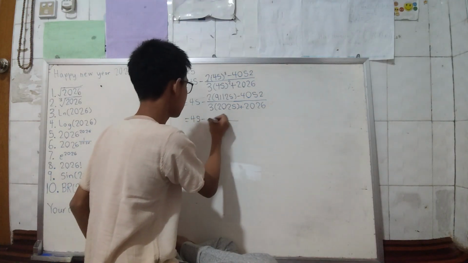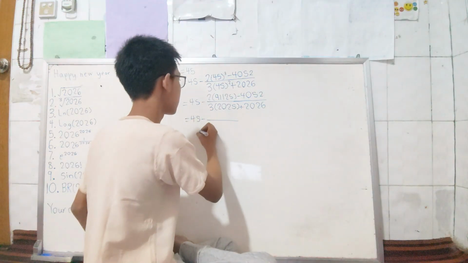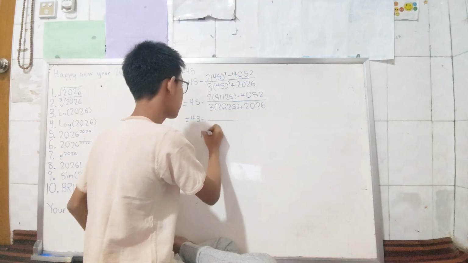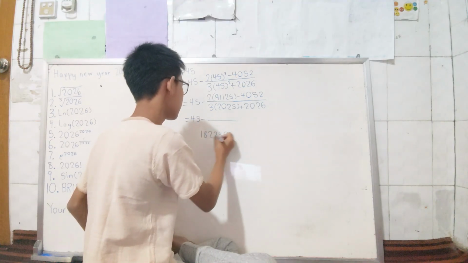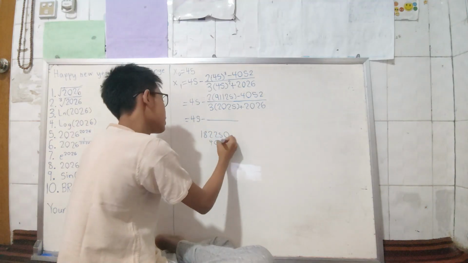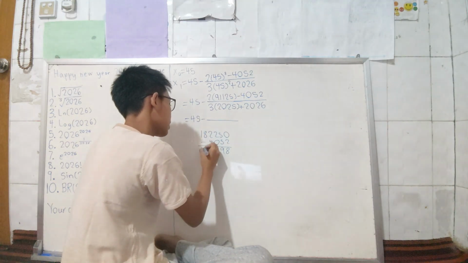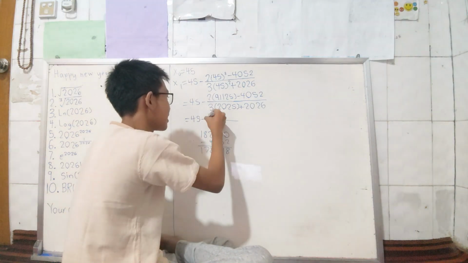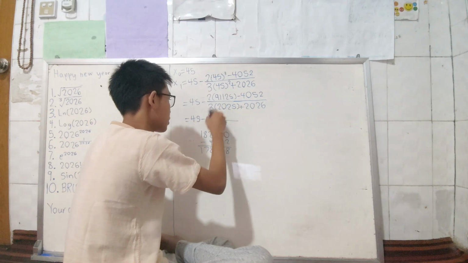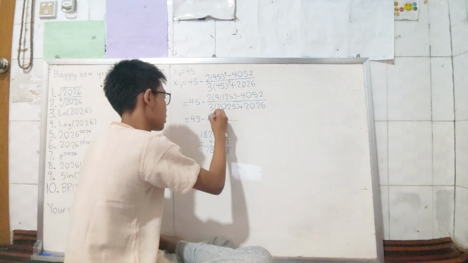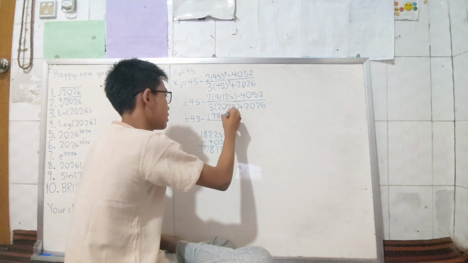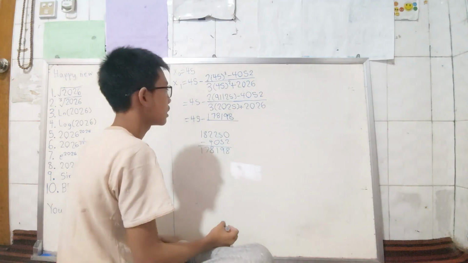45 minus 182250 minus 4052. That's gonna be 198. 178198. That's such a large number. 178198.